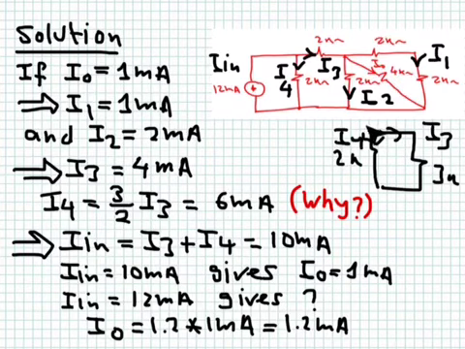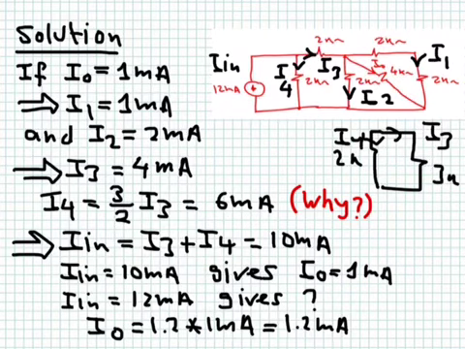If I3 is equal to 4 milliampere, this is 2K, this is 3K, I can simply say that I4 is equal to 3 over 2 multiplying I3. So if you do that, this expression here, this is from current division rules, I get 6 milliampere. This is 4 milliampere, this is 6 milliampere, so the input current is equal to 10 milliampere.